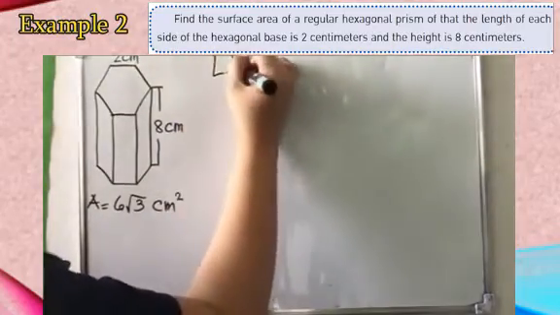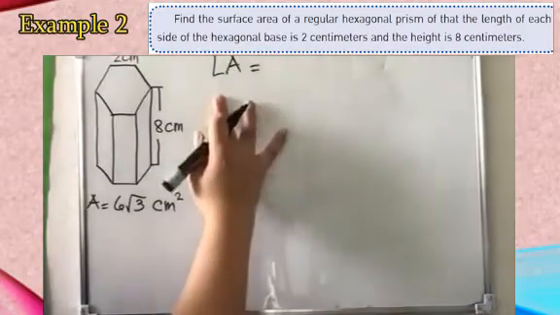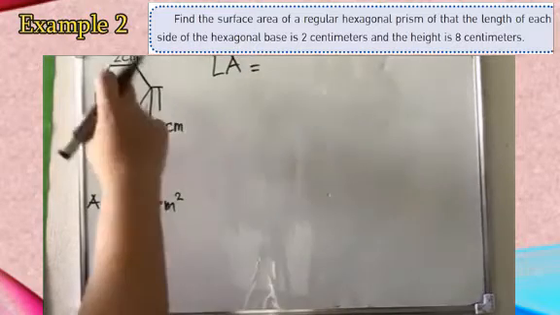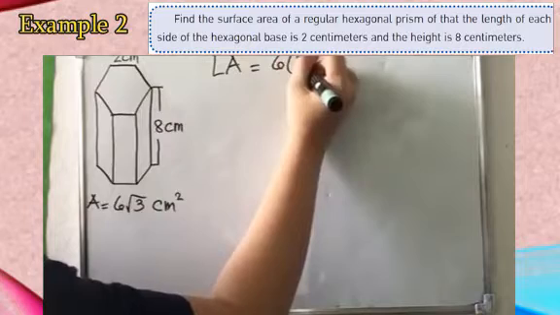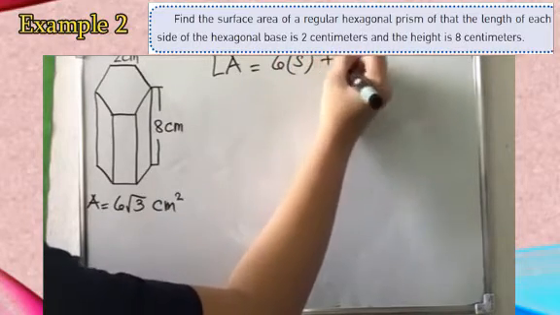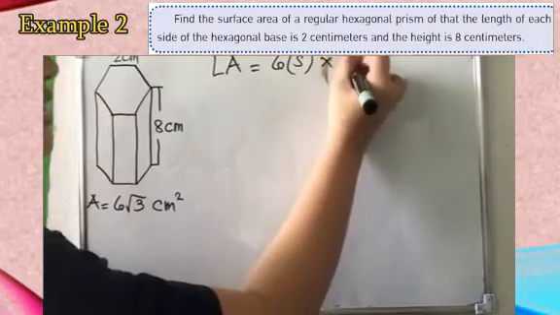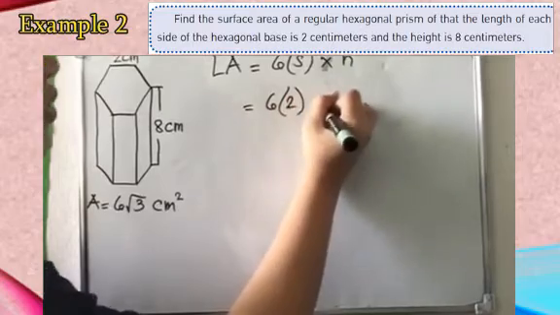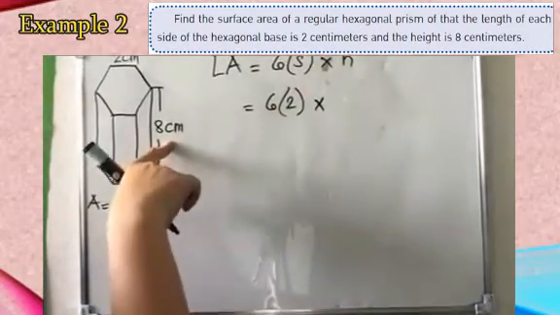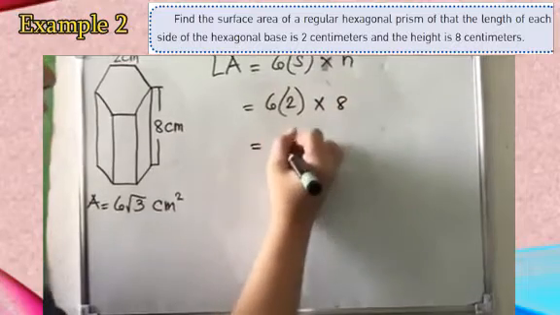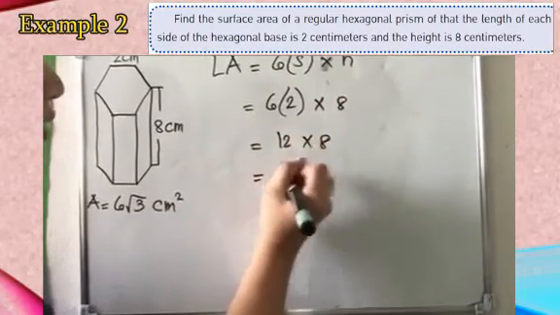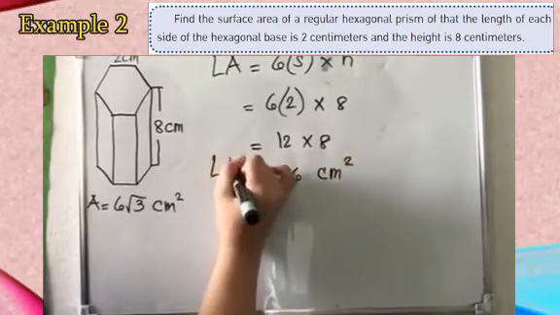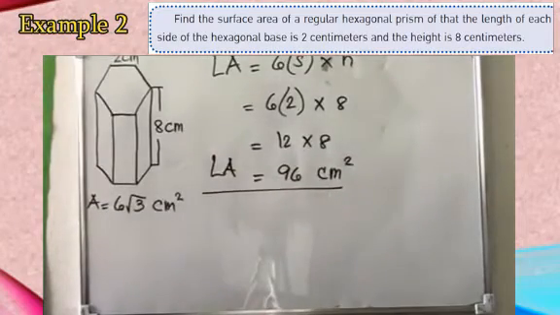Alright, so the lateral area is equal to the perimeter of the base times the height. The perimeter of this one is 6 times the side, times the height. What is our side? 2. And what is our height? 8. So we have 12 times 8, which is equal to 96 centimeter squared. So this is our lateral area.